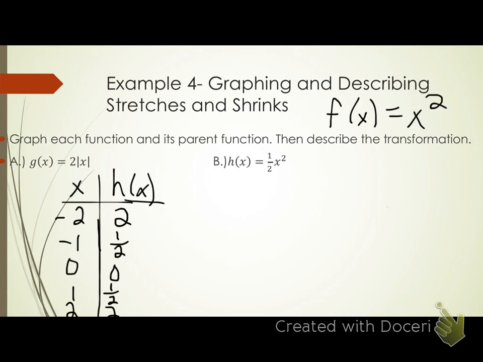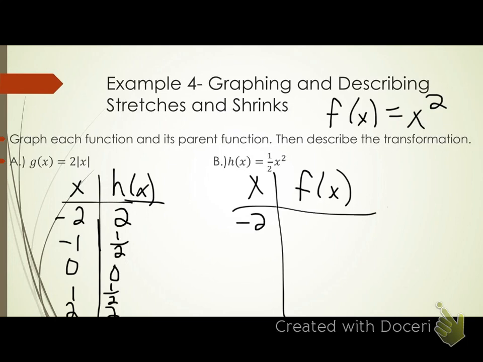And let's go ahead and fill out our table for our parent function. -2, -1, 0, 1, and 2. What's -2 squared? 4. -1 squared, 1. 0 squared, 0. 1 squared, 1. 2 squared, 4. We okay creating a table of values? -2, 4, -1, 1, 0, 0, 1, 1, 2, 4.